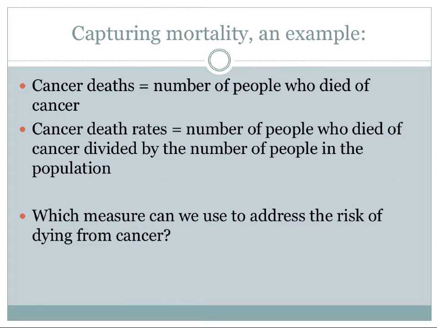I want you to read these two statements and tell me which measure we can use to address the risk of dying from cancer. Is it the first one or the second one? The first statement tells you just the number of people who died from cancer and nothing more. The second statement provides you with denominator information, which tells you what the total population was when those cancer deaths occurred. Clearly, that gives us a more complete picture about the risk since the total population matters.